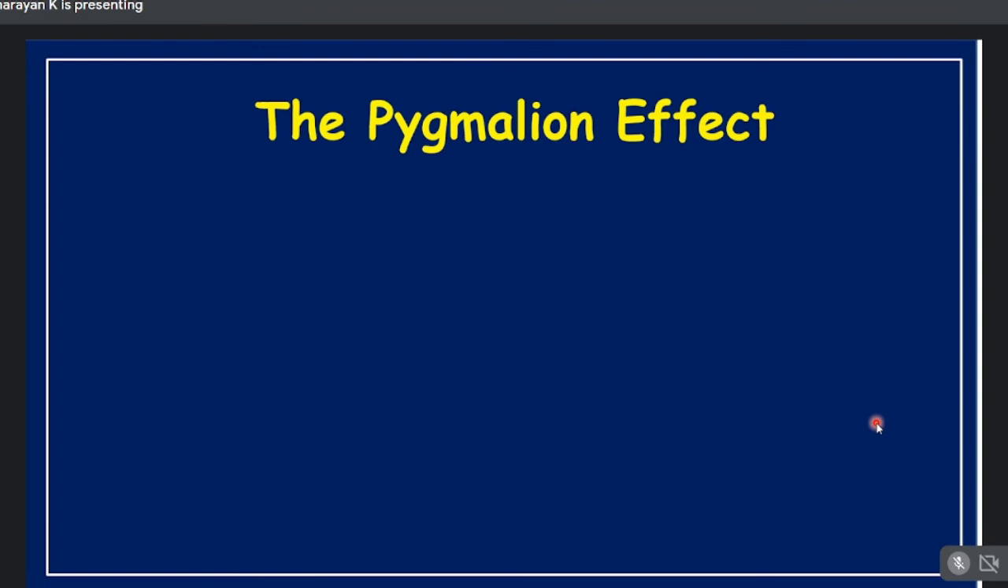Pygmalion effect, the word Pygmalion is actually a Greek myth. There was a king who was also a sculptor, and he made a very beautiful sculpture. He fell in love with it, and he loved it so much that it came alive. That's the story of the Pygmalion. The message is this: if you go on encouraging, supporting, and mentoring your students, they will come alive. And that is what it says.